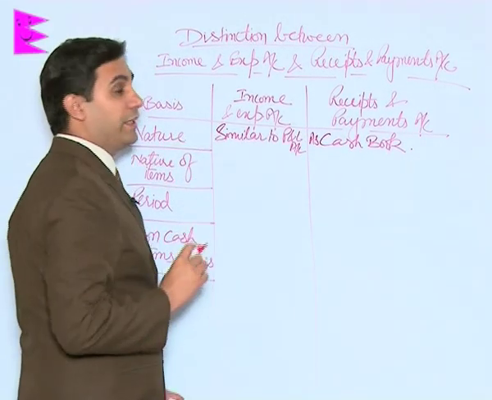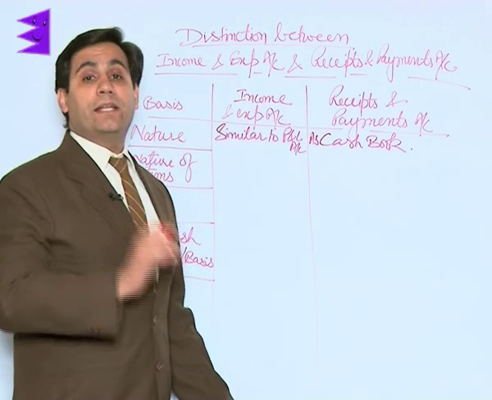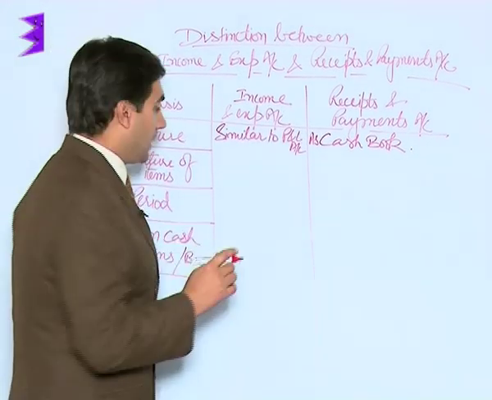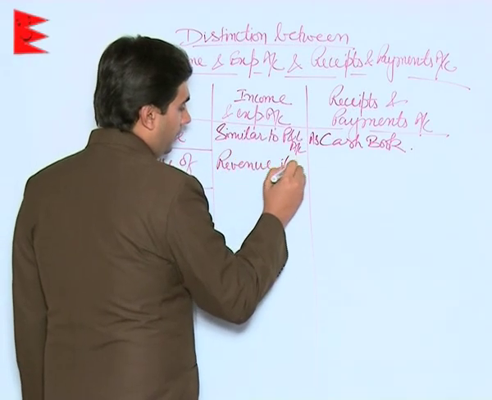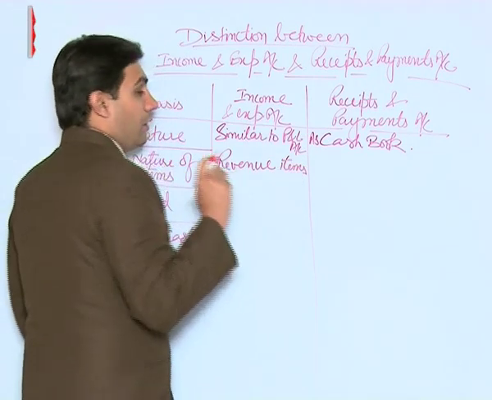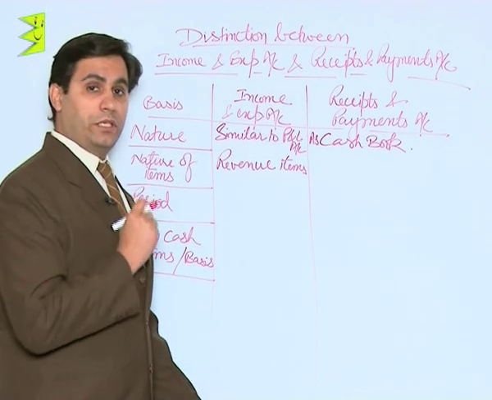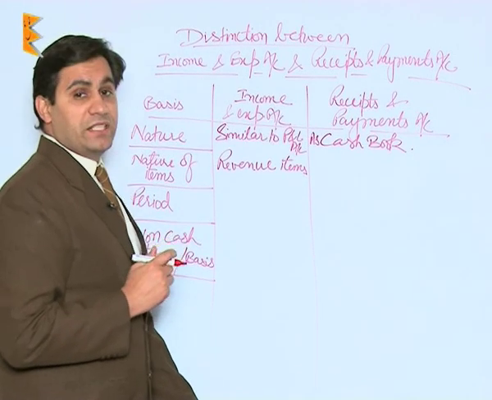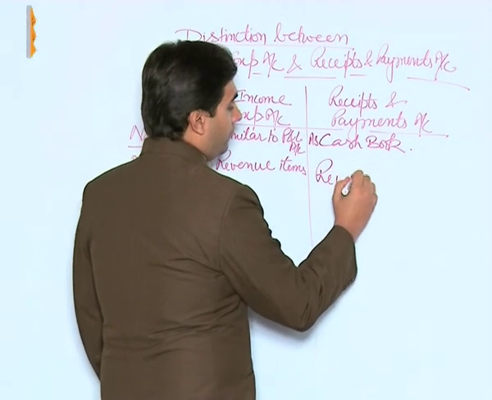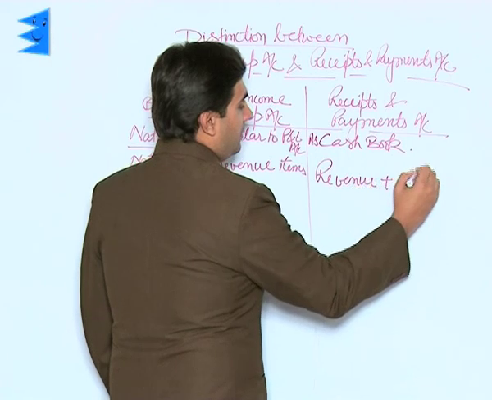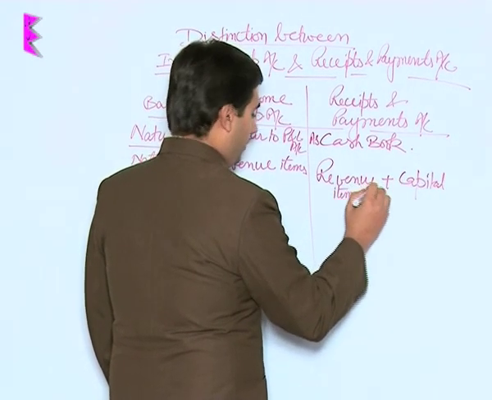Then we have nature of items. In income and expenditure account, only items of revenue nature are shown. That is, revenue items are shown. Those expenses, those incomes which relate to current year are shown here. Whereas in case of receipts and payments account, revenue as well as capital, both kind of items are shown.